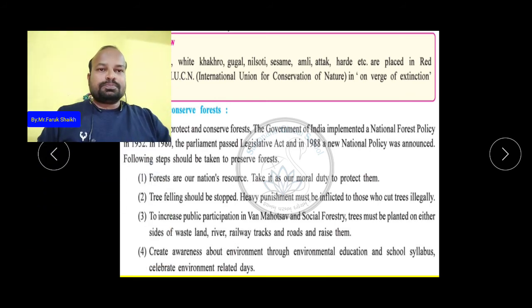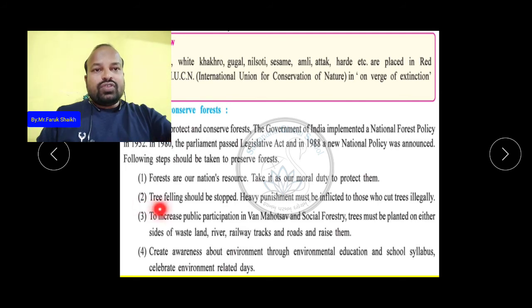So, first is forests are our nation's resources. Take it as our moral duty to protect them. Forests are our country's resources, from where we can get the different sources of livelihood. So that is why we have to take care of them as our moral duty to protect them.